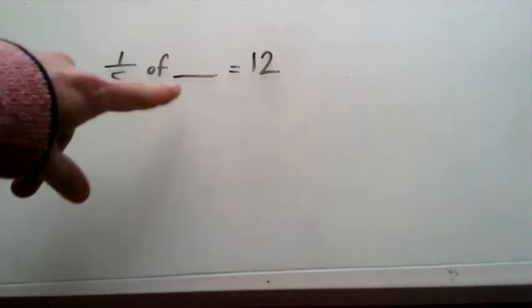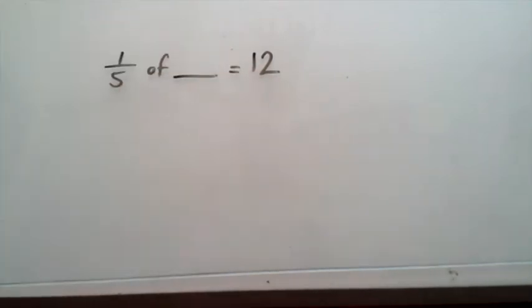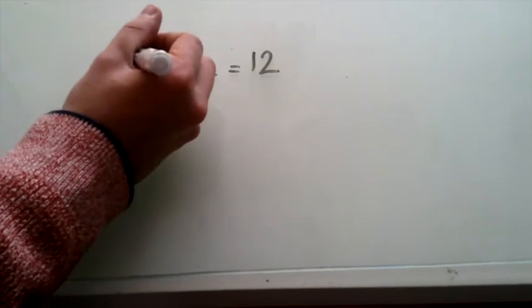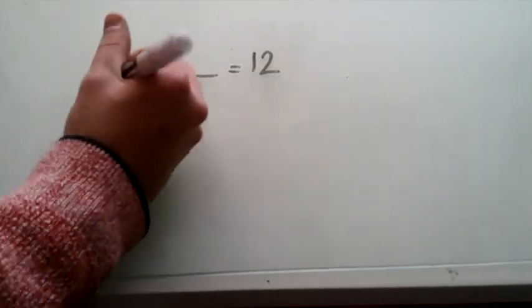Got a fifth of something equals 12. So we're trying to find this whole again. So if we know a fifth equals 12, then how many do we need to times a fifth by to get a whole? So let's look.